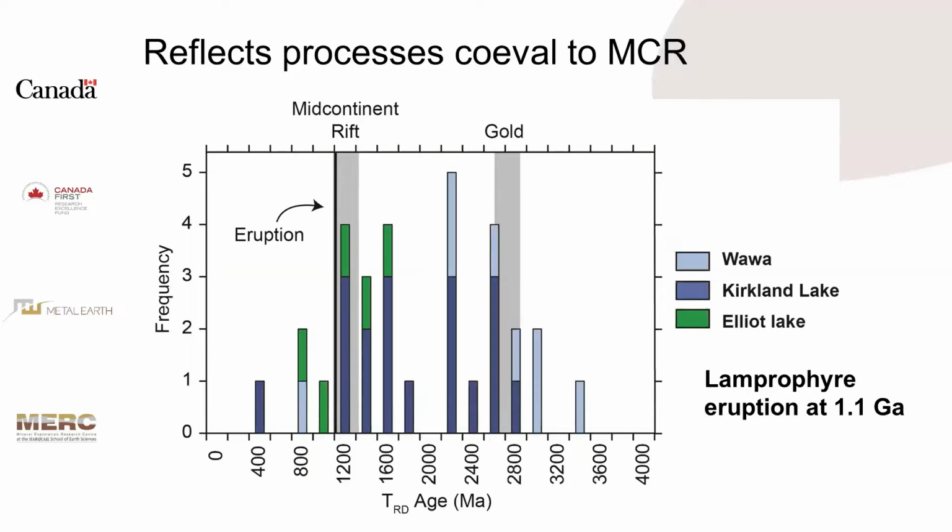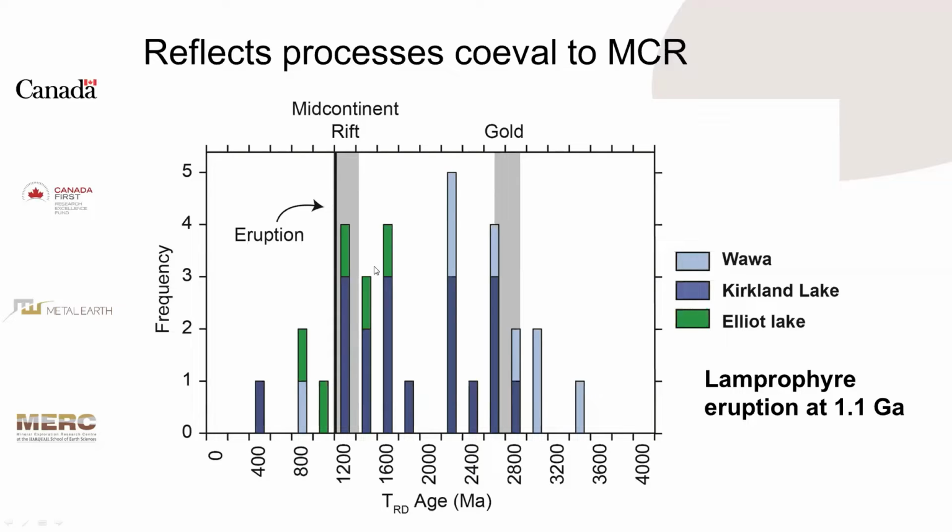We also dated the xenolith itself. So here you have in the x-axis the ages. All of these represent the ages of the xenolith. So it's a whole rock. And we did Elliot Lake, Kirkland Lake, and Wawa. These three locations are very close together in the south of the Superior Craton. We can see that Elliot Lake represents in green very well the mid-continental rift event. So this is great for us.